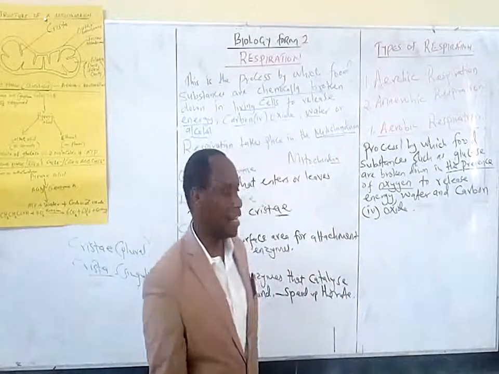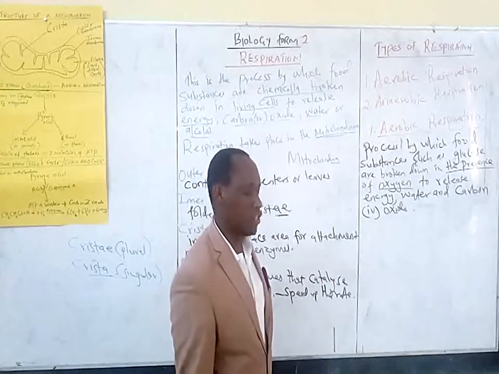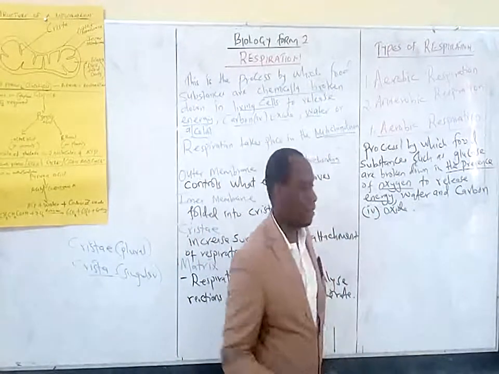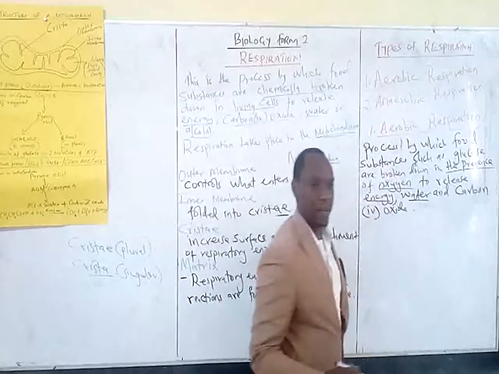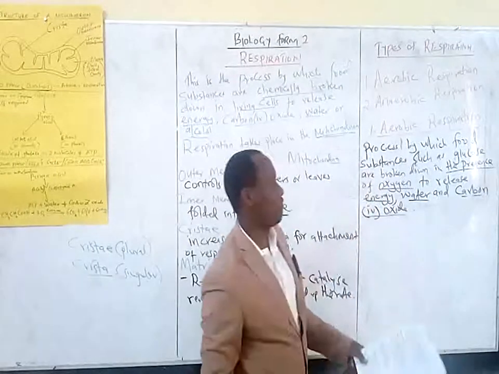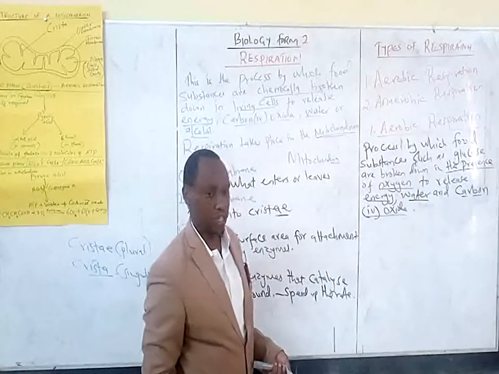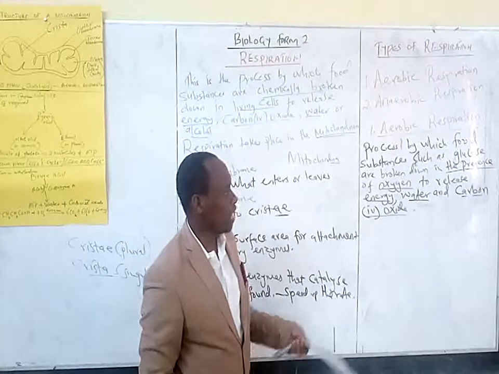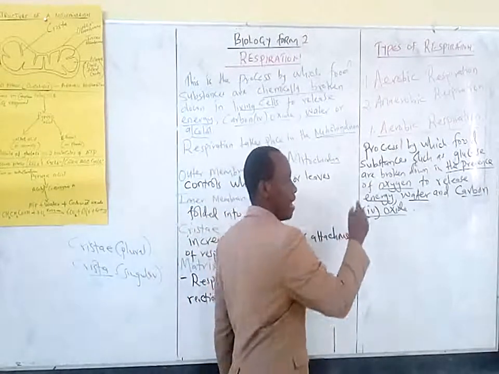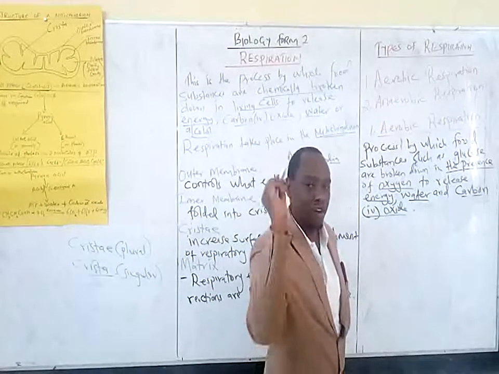So if you're asked in an exam, what are the products of aerobic respiration? What will you say? Number 1, energy. Number 2, water. Number 3, carbon dioxide. Those are the 3 major products of aerobic respiration. And if you are told to distinguish between aerobic and anaerobic, the key word is: in aerobic respiration, food is broken down in the presence of oxygen.